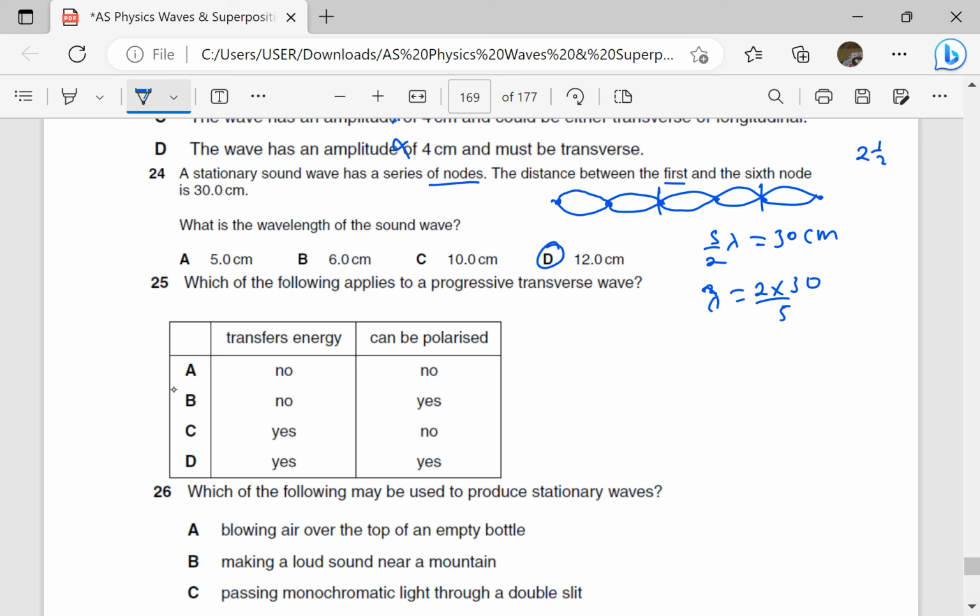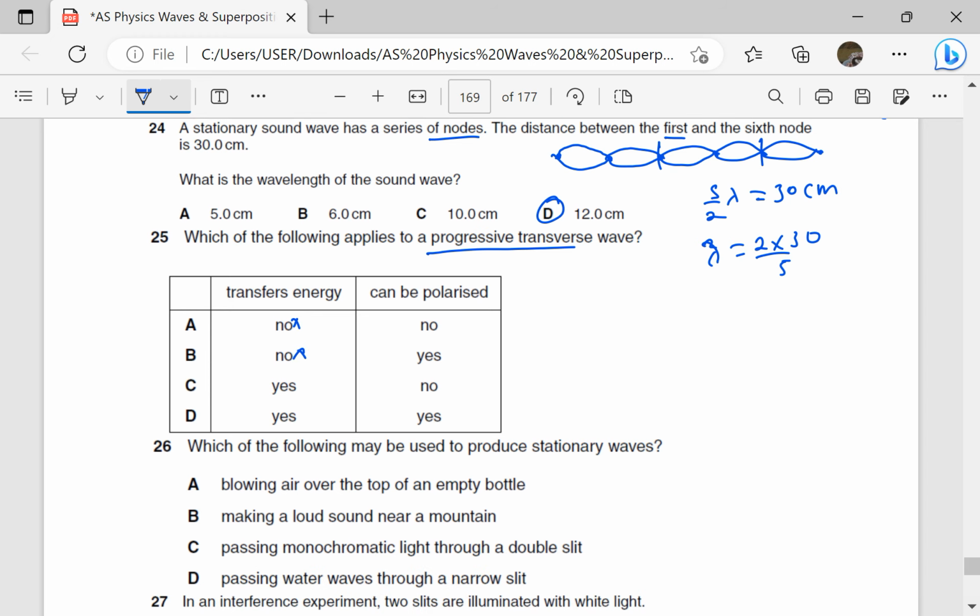Which of the following applies to a progressive transverse wave? It transfers energy. That is obvious. It is progressive, so it must be transferring energy. So these alternatives would be wrong. It should be transferring energy. Can be polarized. Yes, transverse waves can be polarized. So our answer is going to be D.